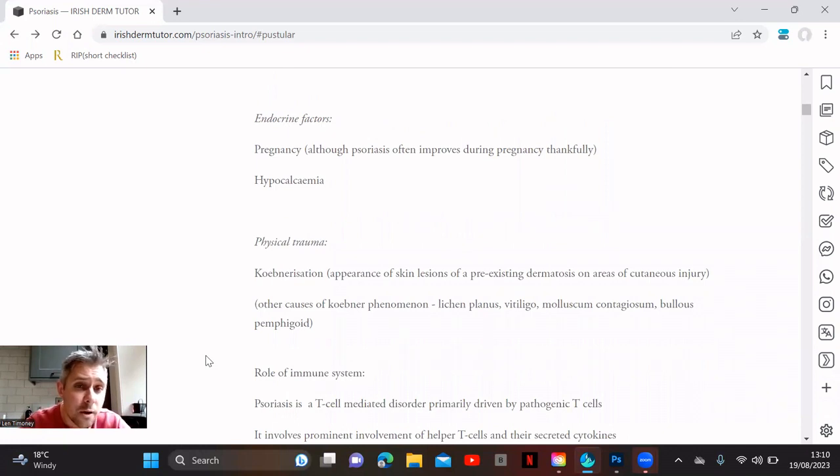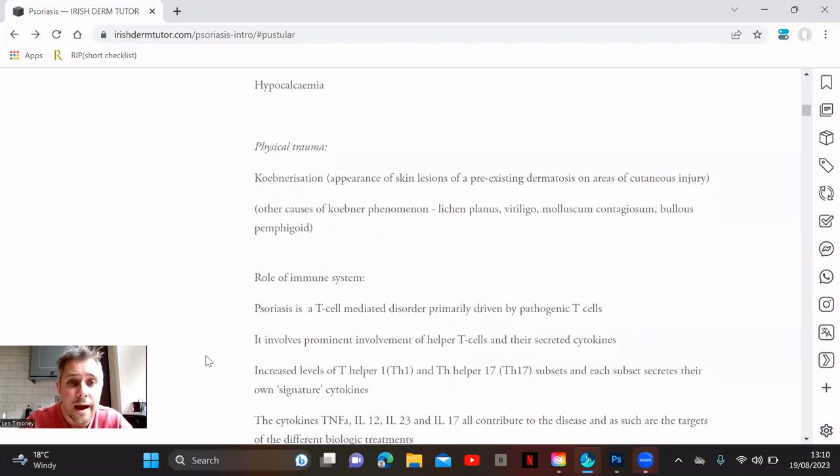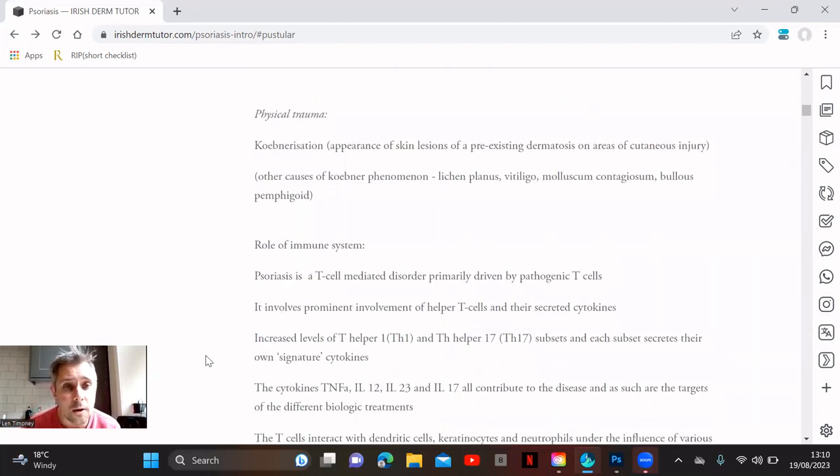Endocrine factors can play a role. So, pregnancy, thankfully, psoriasis often improves during pregnancy, but it can cause a flare as well. And then hypocalcemia can sometimes cause a flare of psoriasis. And trauma can play a role in psoriasis.